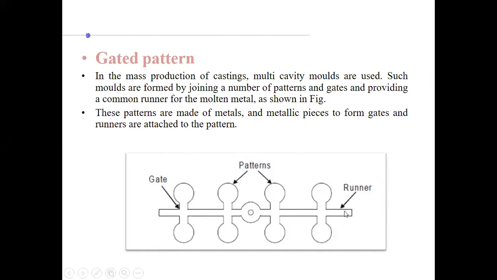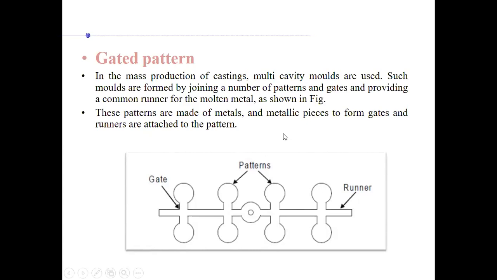You see here, this runner is common for all of those patterns, right? And these gates, obviously, from runner to this pattern, you will have to have a gate. So they kept the name as gated pattern, right? So mass production because we are getting a lot of components in just one filling, right? It flows through the runner, to the right and to the left, and then through the gate to this mold cavity, right? Basically, once this is put in the mold and you have removed it, it'll be a mold cavity itself.